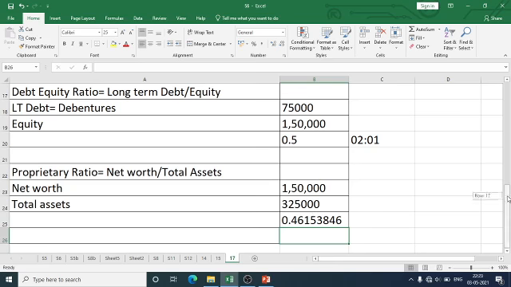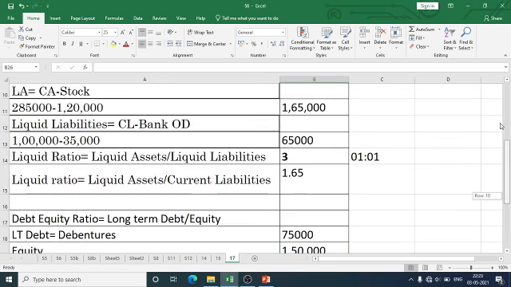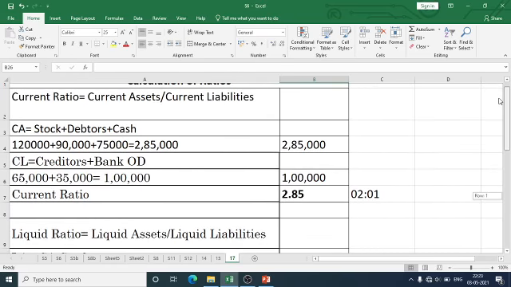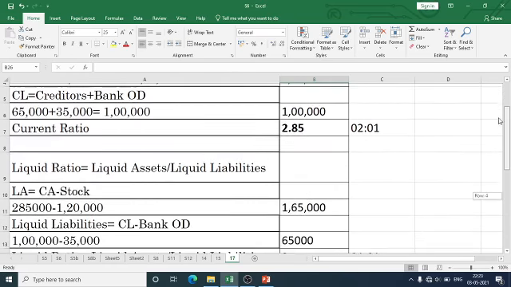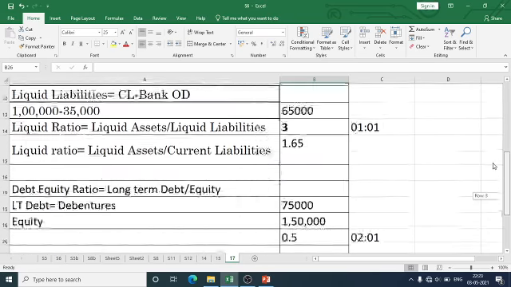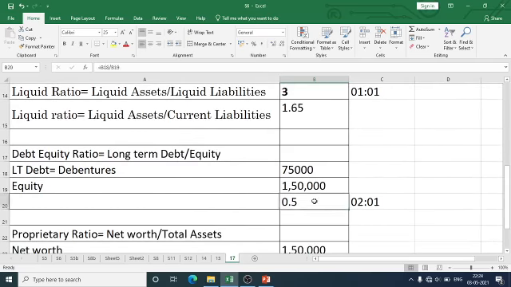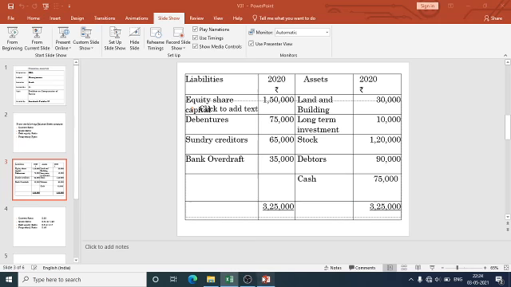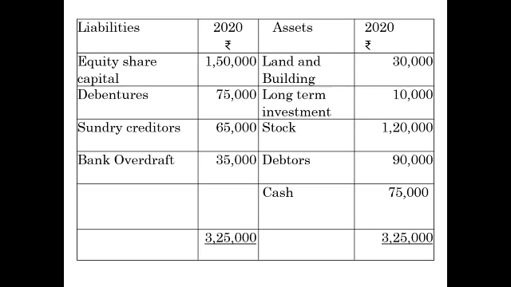So all the calculation is done with the help of the formulas. So current ratio, current asset upon current liability; liquid ratio, liquid asset upon liquid liability or current liabilities. Next, debt equity ratio is long term debt divided by equity. Similarly the proprietary ratio is net worth upon total assets. And we observed the evaluation also by comparing with respect to standard ratio.